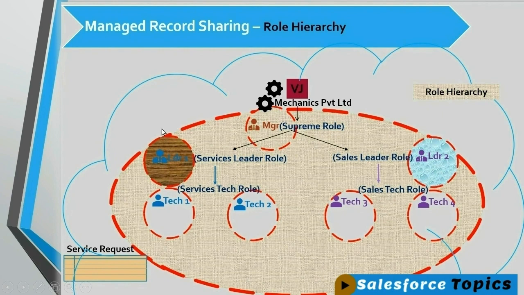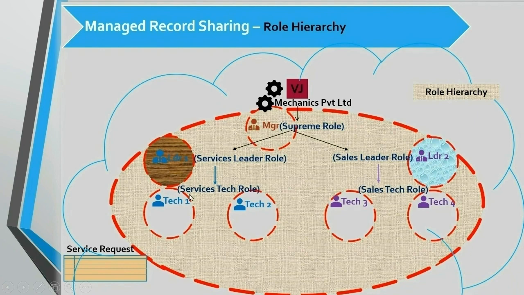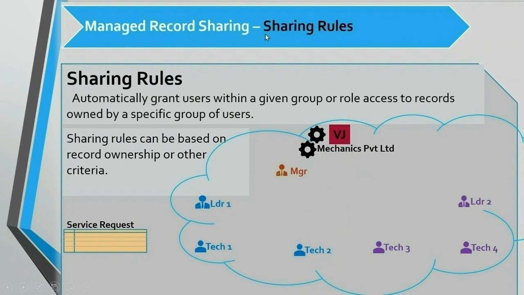In our example, we have taken OWD as private, but we can take OWD as public read write or public read only. When we apply public read write and public read only, we have seen the effect of how the record will be shared to the entire public. But using the role hierarchy effect, the users who stand above other users will get the same access as their subordinates. The next record level sharing technique under managed record sharing is sharing rules.